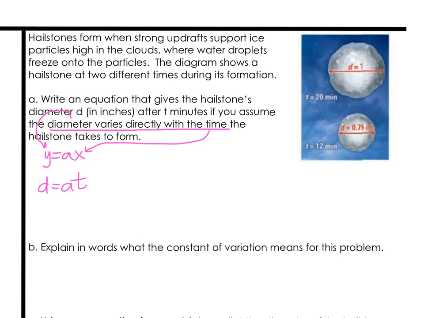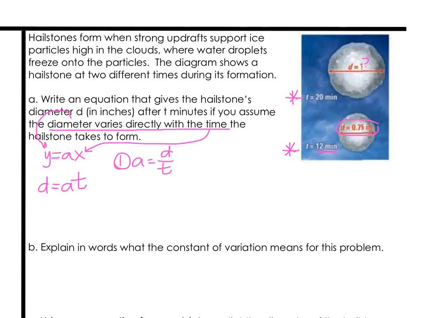Now we want to write a direct variation model. So we need to calculate A. That's step 1. A would then equal D over T instead of Y over X. Now over on the right-hand side, we have two scenarios, the one on the bottom and the one on the top. It says after 12 minutes, the diameter is 0.75 inches. But we have a question mark up here. So we can't use that bigger hailstone set of data for this problem. Therefore, we'll use the first one.